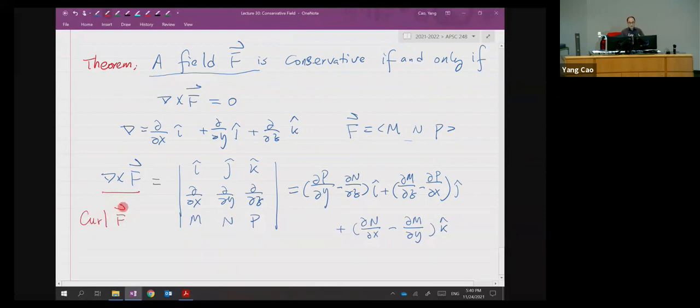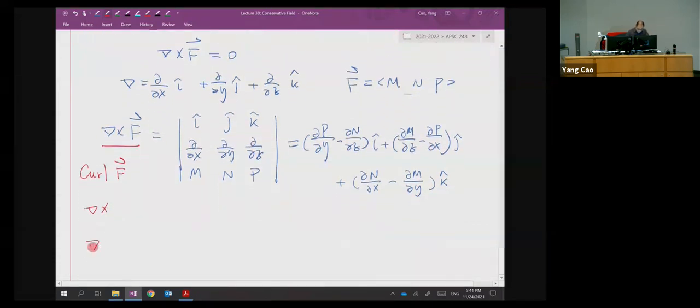For the last couple of weeks, we've been seeing all of these operators showing up here. Remember, we have a del applied to F; this is called the del operator. Now we have the curl operator, so del cross is the curl operator. And next, probably in the last week, we're going to learn del dot, which is called the divergence operator. This curl has quite a physical meaning, so we're going to explain that probably next lecture. But del cross F, which is also called curl F, gives you these results here.